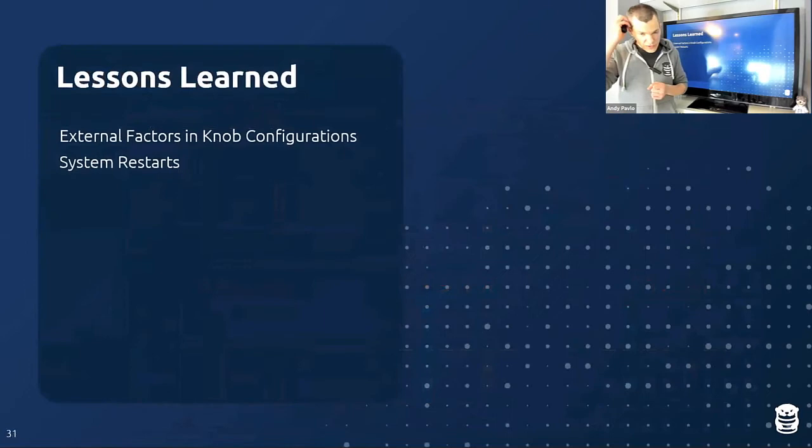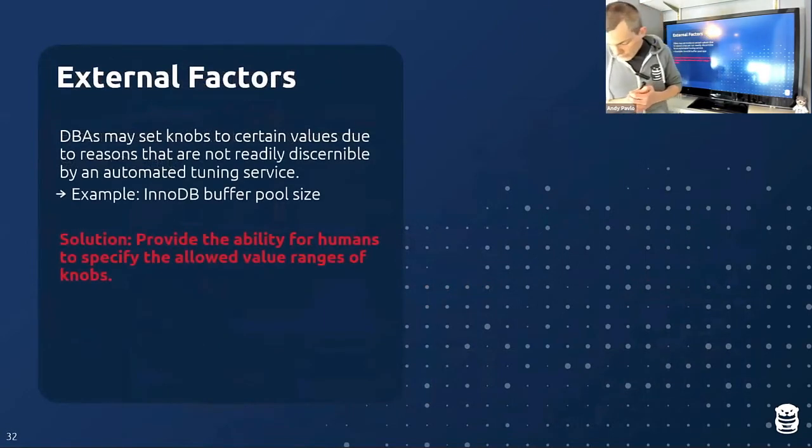All right, so let's talk about 2 things that we learned from this deployment. The first one was actually very surprising: sometimes there are external factors involved in how people tune their databases that are not readily apparent or visible to the machine learning algorithms. In particular, at Booking.com, they were setting the MySQL buffer pool size to be only 50% of the total amount of memory available to the node.